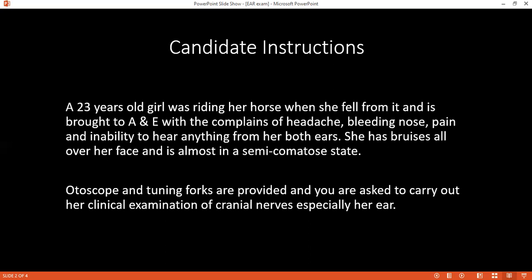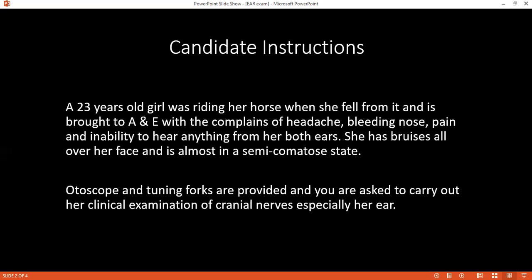Then I'll do the Weber's test. For that, I'll place the tuning fork, after tapping it, over the midline at the forehead of the patient. Then ask which ear she can hear better. Normally, the sound will be heard equally in both ears, but in sensorineural deafness, the patient will hear the louder sound on the normal side. And in conductive deafness, it will be louder on the affected side.